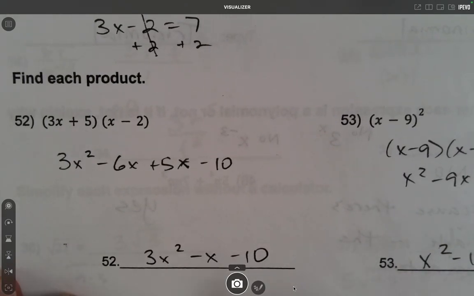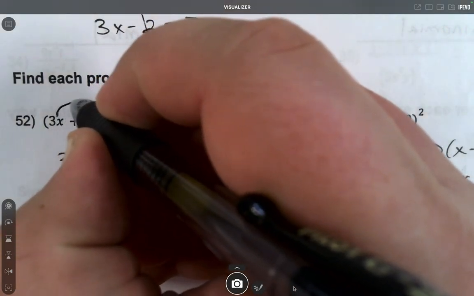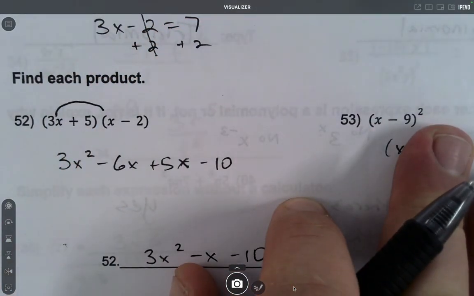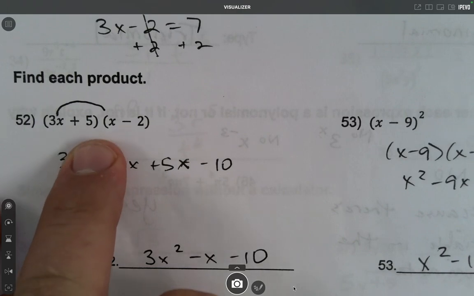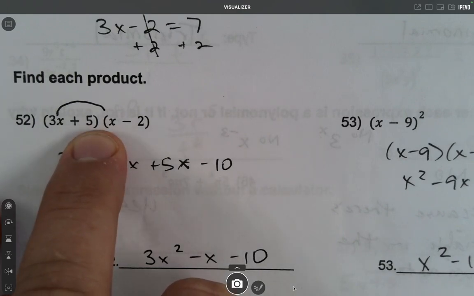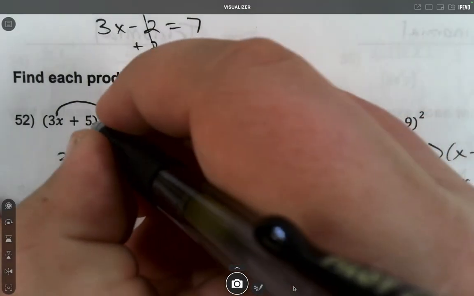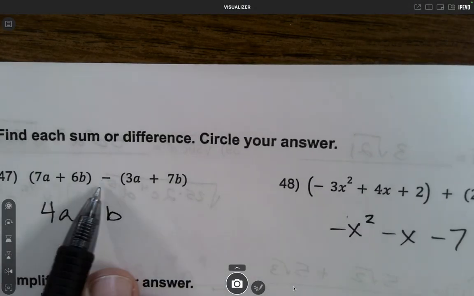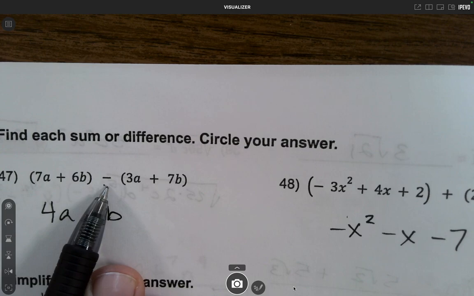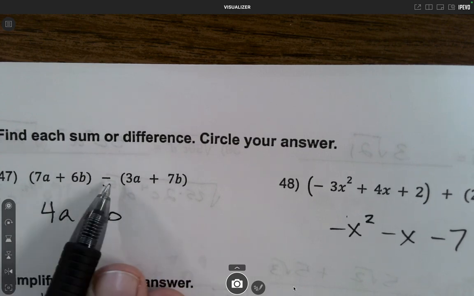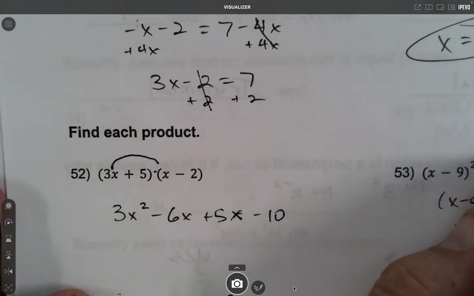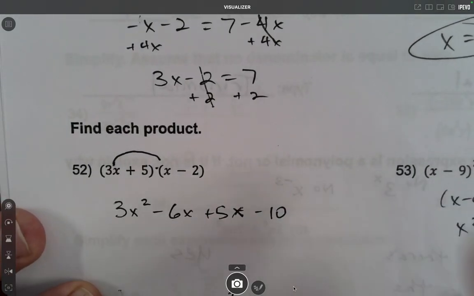We have to FOIL. So we multiply the first terms together. So actually, let me pause. I want to make sure you see the difference. These are being multiplied. There's nothing written in between these two parentheses. That implies that we are multiplying. Whereas on 47, there is a minus sign right there. So that tells you we're not multiplying these two things together. We're subtracting them. But on 52, we are multiplying them. That's why we have to do FOIL.